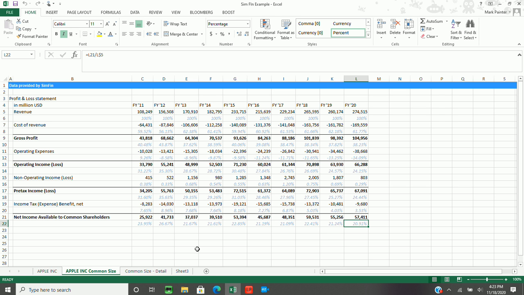What's interesting is that even though the tax rate has dropped over the last 3 years, these margins also dropped over the last 3 years. So you would think that if they're paying less taxes, their margins should go higher.